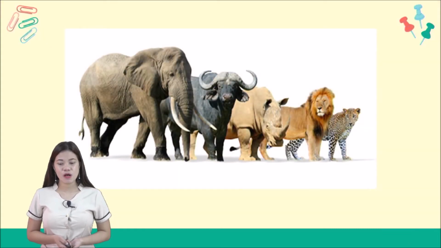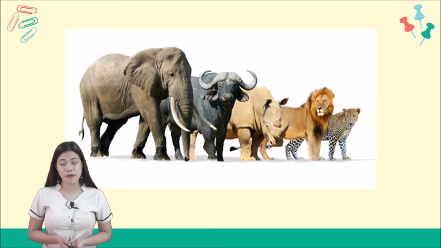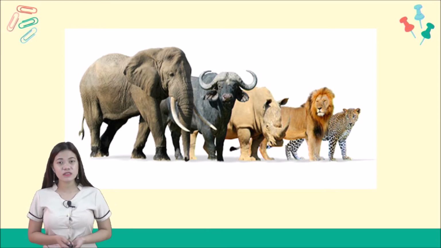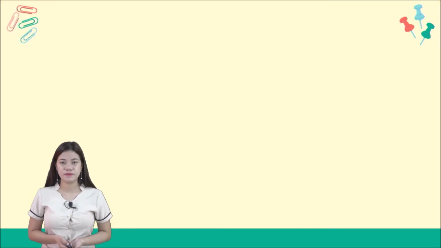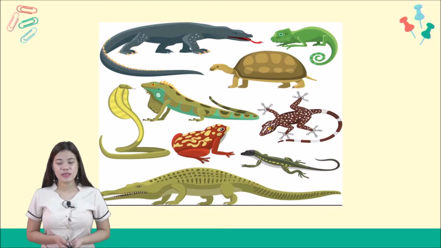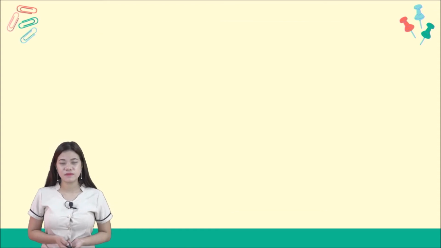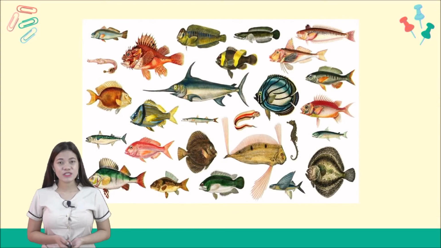These animals are examples of mammals. We have elephant, carabao, lion, tiger. Next, birds. Next, we have reptiles. And then the last one are fishes.